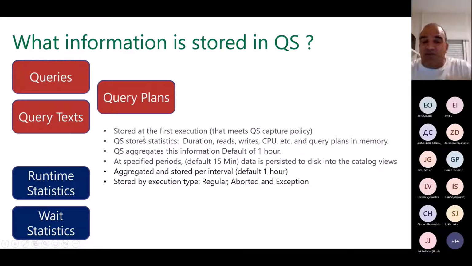Query Store aggregates this information at a specified period, the default is 1 hour. Data is flushed to disk every quarter of an hour, 15 minutes, into catalog views, and then it's aggregated and stored per interval of 1 hour. It's stored by execution type: regular, aborted, and exception. So you see, we have queries, query text, query plan, runtime statistics, and wait statistics.